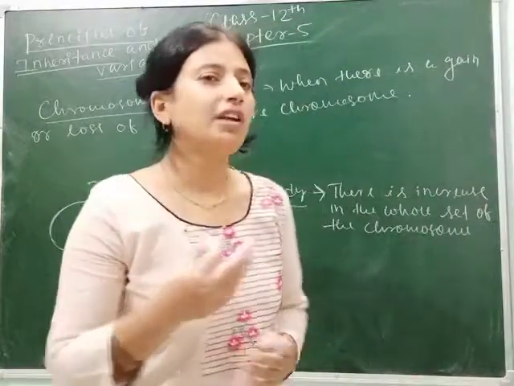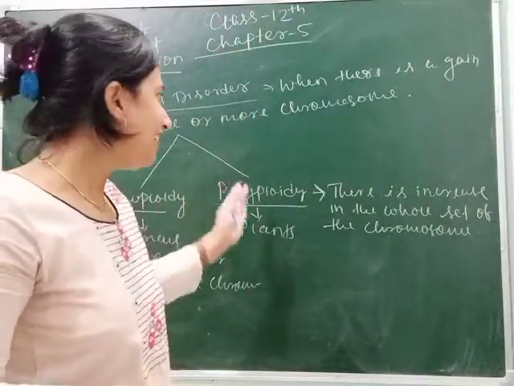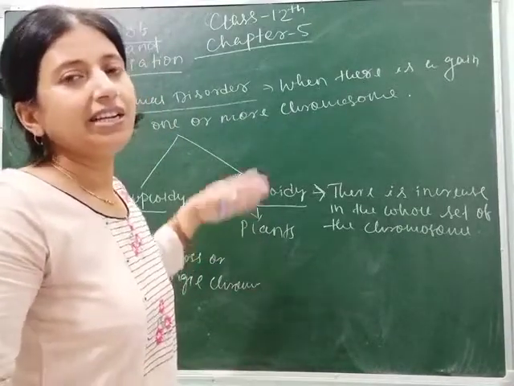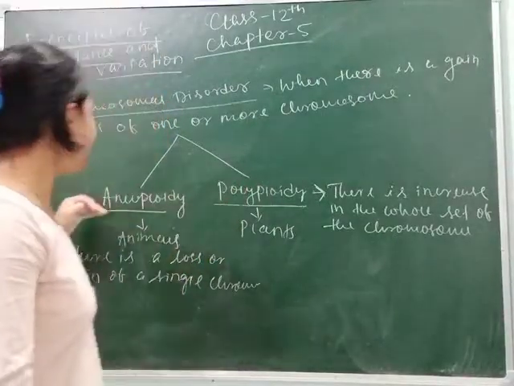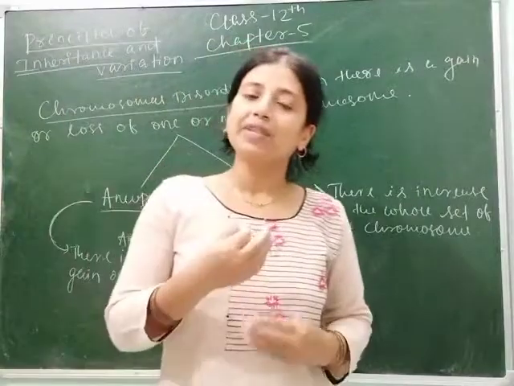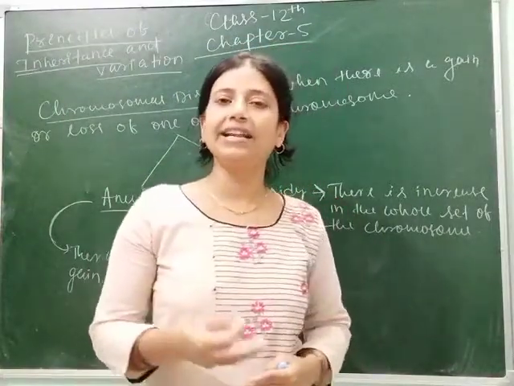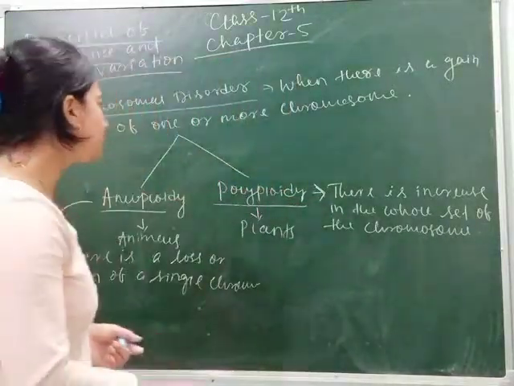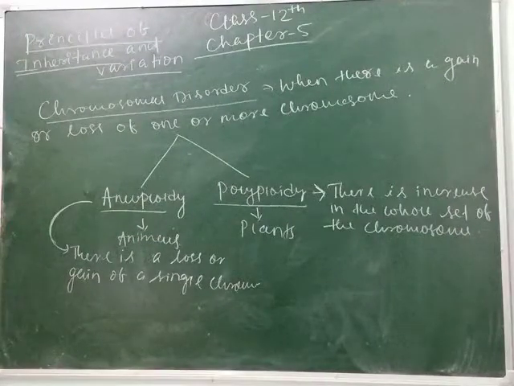Suppose the maize plant contains 10 pairs of chromosomes, and if it shows polyploidy, then it gets doubled, meaning it may be 20 pairs. This condition is called polyploidy. But in case of aneuploidy, only a single chromosome is affected, which we will explain through different chromosomal disorders like Down syndrome, Turner syndrome and Klinefelter syndrome. So here I have told you about polyploidy and aneuploidy.